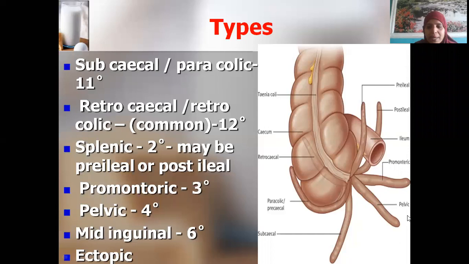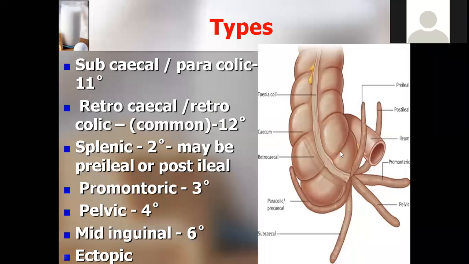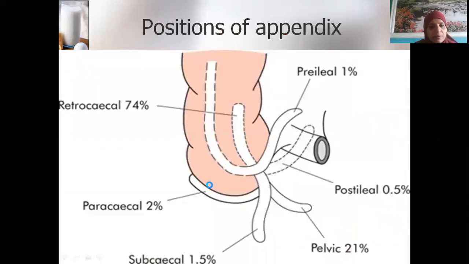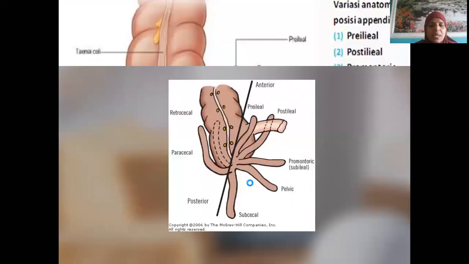If the tip of the appendix is moving towards the pelvic cavity, you call it pelvic position, which is usually 4 o'clock. If it is moving towards the mid-inguinal point, usually it is 6 o'clock. Sometimes it may be present anywhere, you call it ectopic position. Okay, all these are various positions of the appendix. So different pictures I kept.